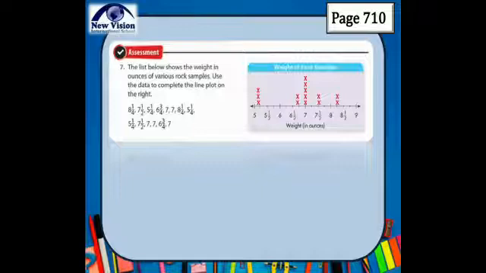Did you get all the answers correctly? Very good. Alright, so that ends our lesson for today. I hope you learned something on how you're going to make a line plot and how you're going to organize the data sets given to you.